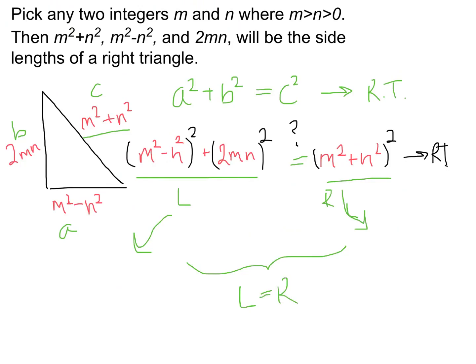Okay, so if you actually go through and simplify, you are going to get that. Okay, that's going to happen. All right, and I'll show you what the right side ends up becoming. The right side is going to end up being m to the fourth plus 2m squared n squared plus n to the fourth.